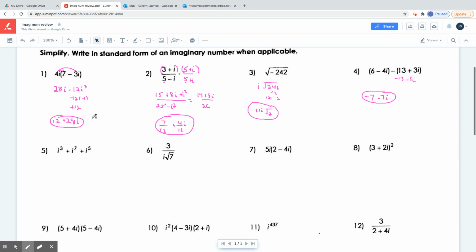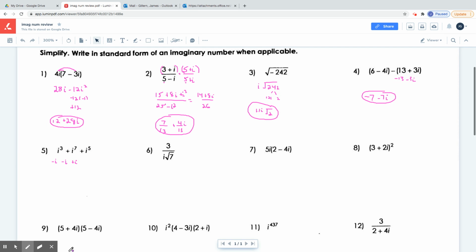Number 5. Now, i cubed plus i to the 7th plus i to the 5th. You cannot just add all of these up. It's not multiplication, it's addition. You can only combine them if they were the same. So you have to convert these using the cycle of i. i cubed is really negative i. i to the 7th is also negative i, because there's a remainder of 3. 4 goes into 7 one time with a remainder of 3. Anything with a remainder of 3 is the same thing as i cubed, which is negative i. i to the 5th is just i.